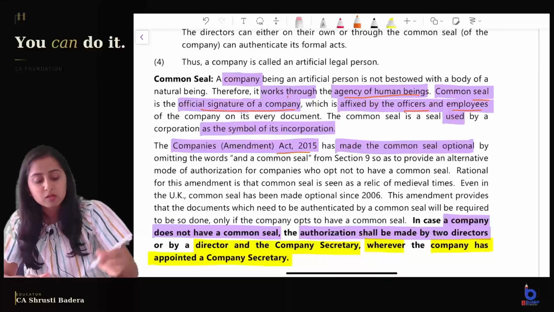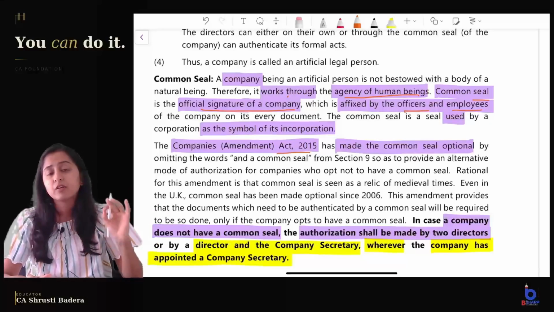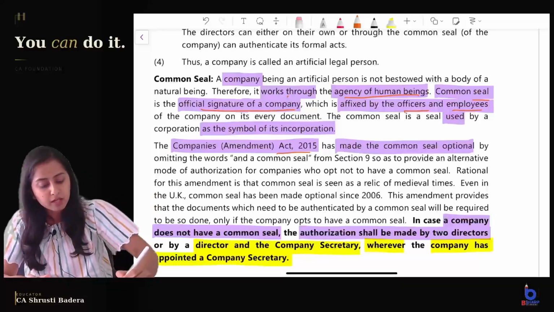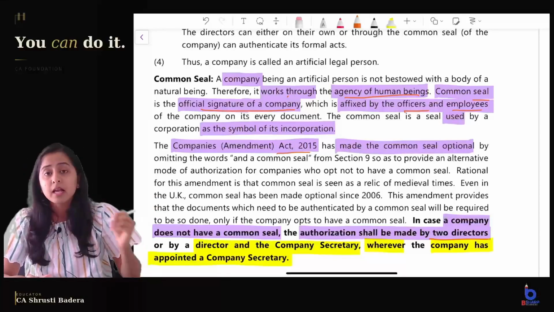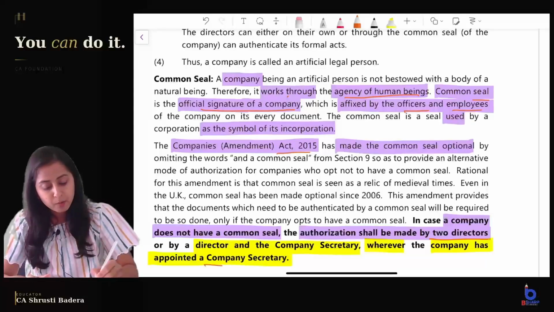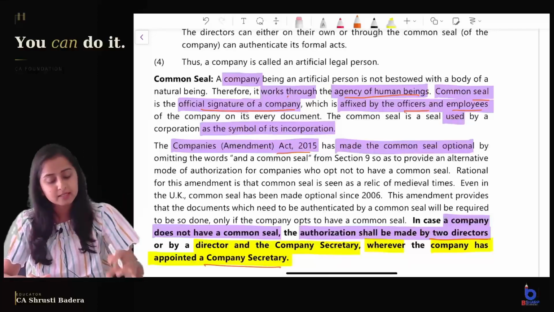The Companies Amendment Act 2015 has made the common seal optional, and that is why if a company today does not have a common seal, the authentication will be done, the authorization will be made by 2 directors. If the company secretary is not there, 2 directors. If the company has appointed a company secretary, the authorization will be done by a director and a company secretary.